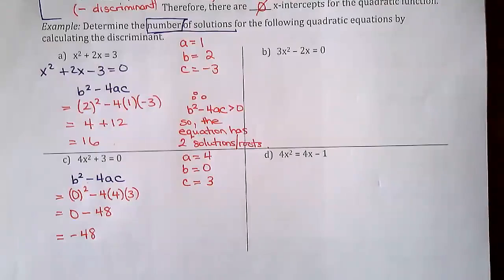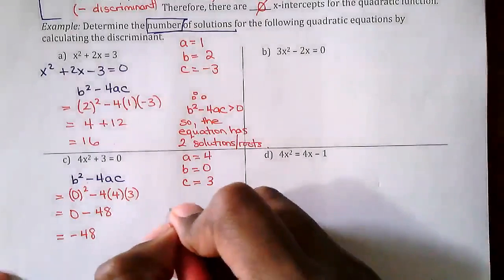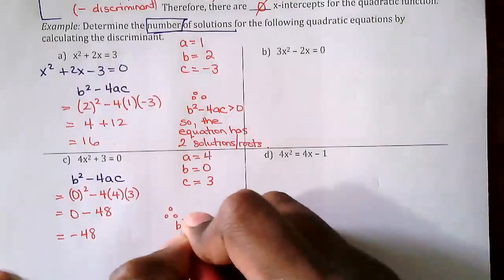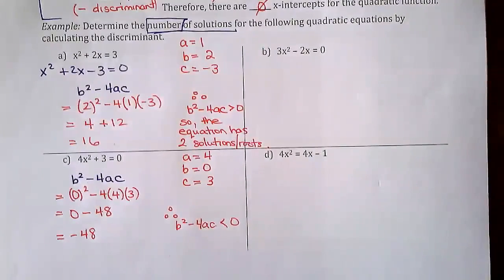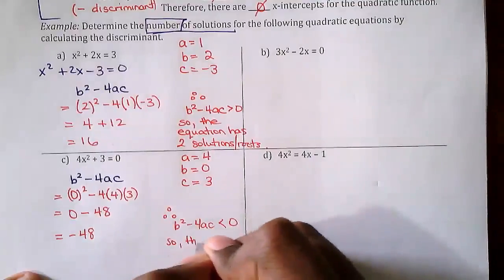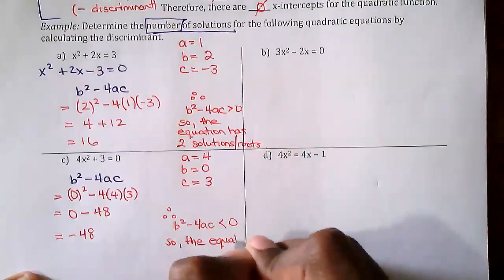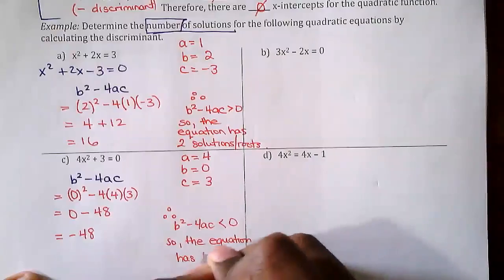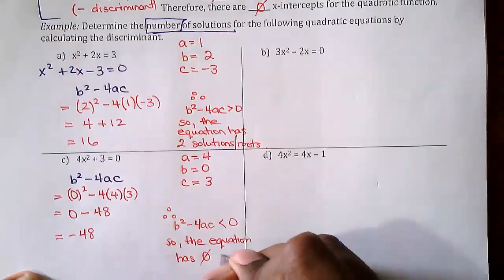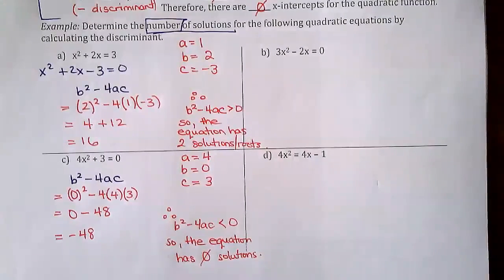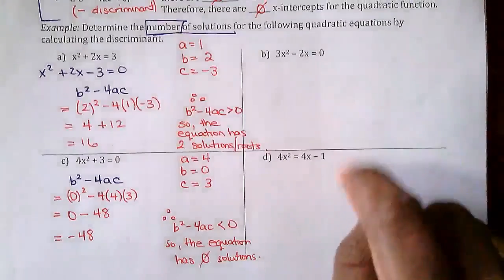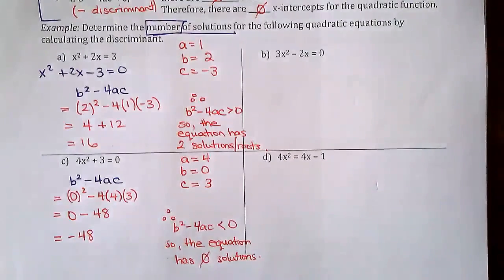So our discriminant gave us a negative value. So you can write, therefore, b squared minus 4ac, the discriminant, is less than 0. It's negative. So the equation has 0 solutions, or no solutions. Again, this should be pretty straightforward. I want you to pause the video now, try these two, and then unpause it, play it to see if you are right.